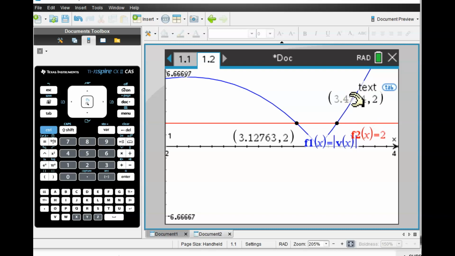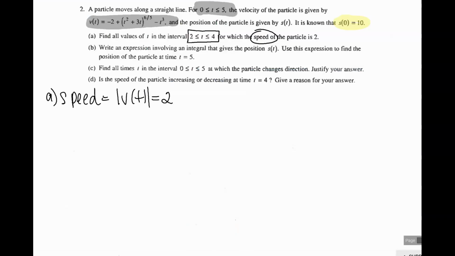So both of those values are between 2 and 4, so that means that they are both acceptable answers for this part. So at t equals 3.128, if you're going to round or truncate, make sure it's 3 decimal places. And at t equals 3.473.